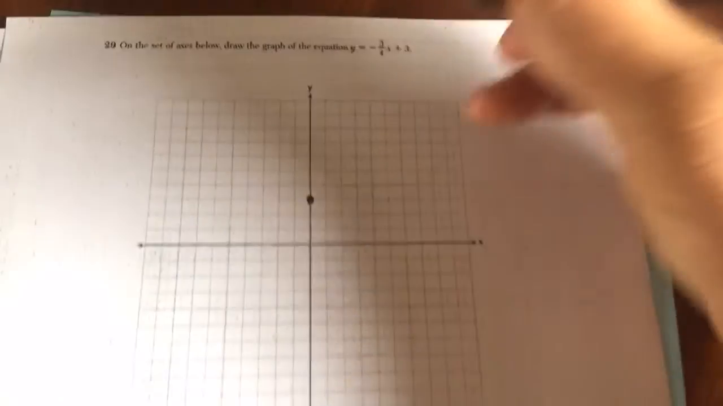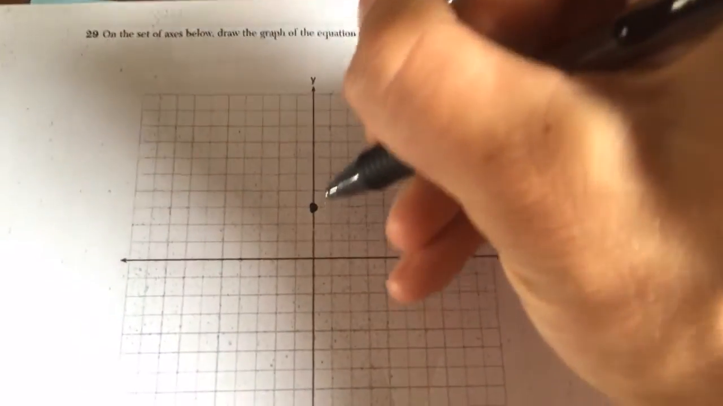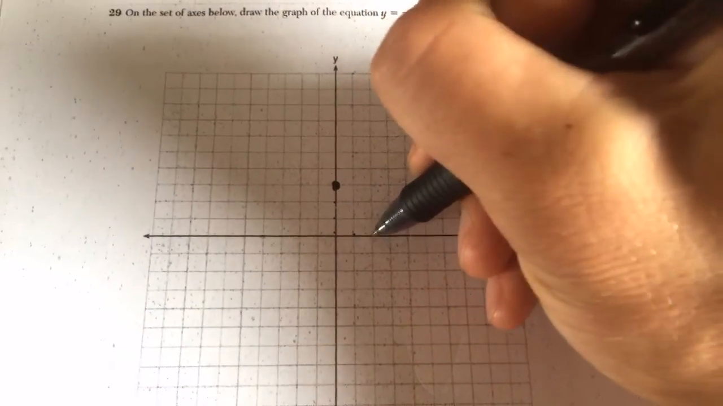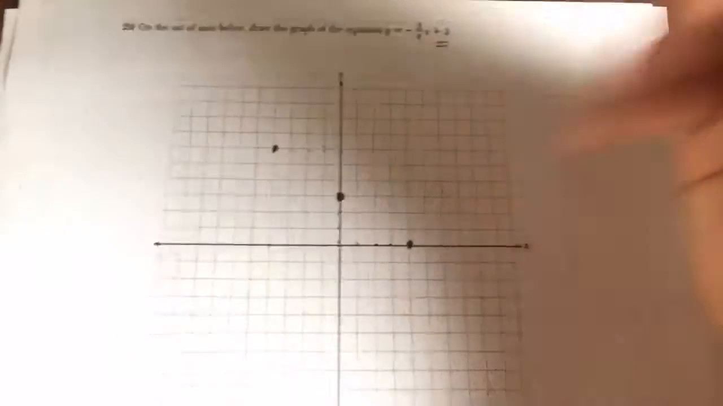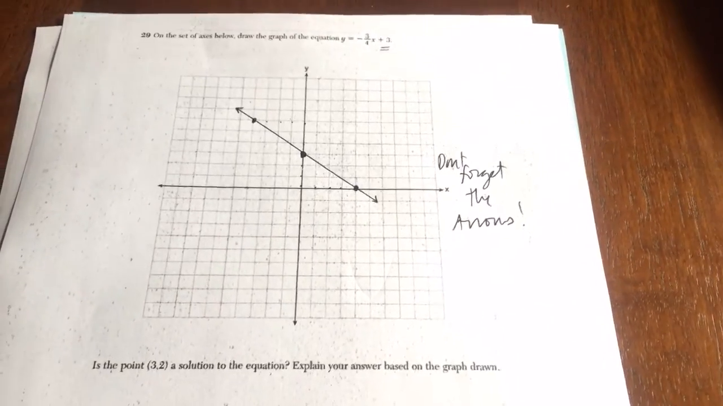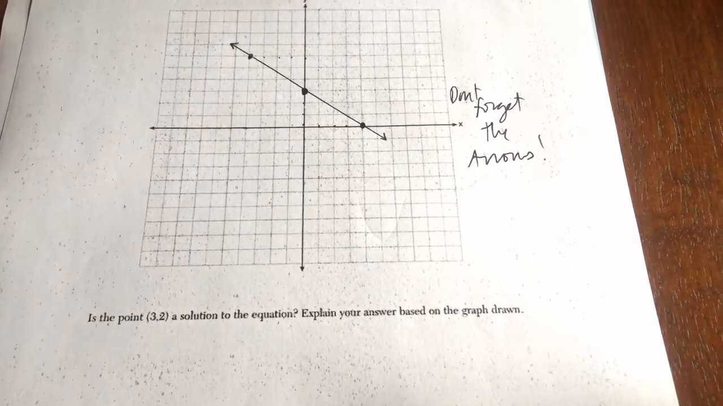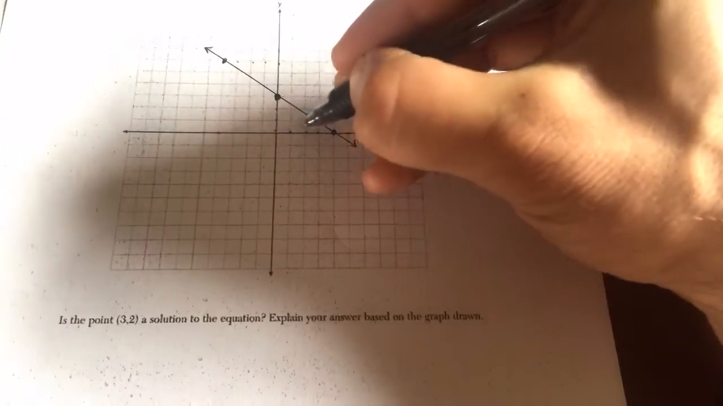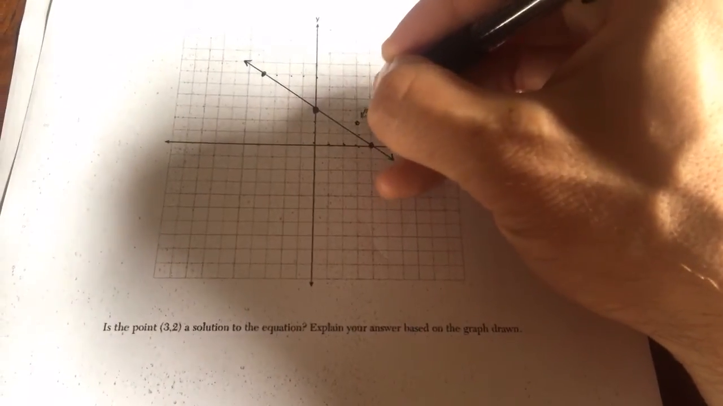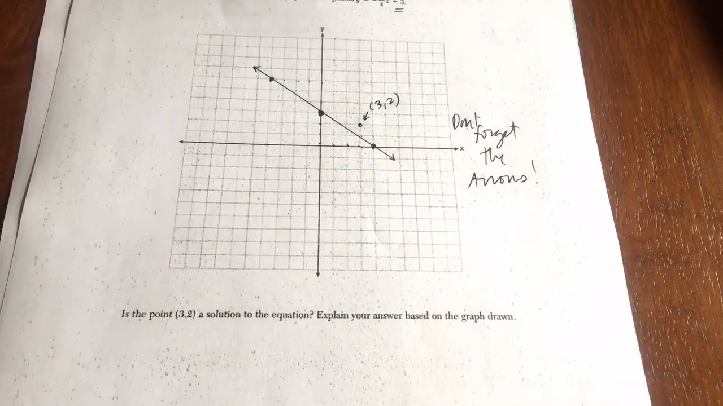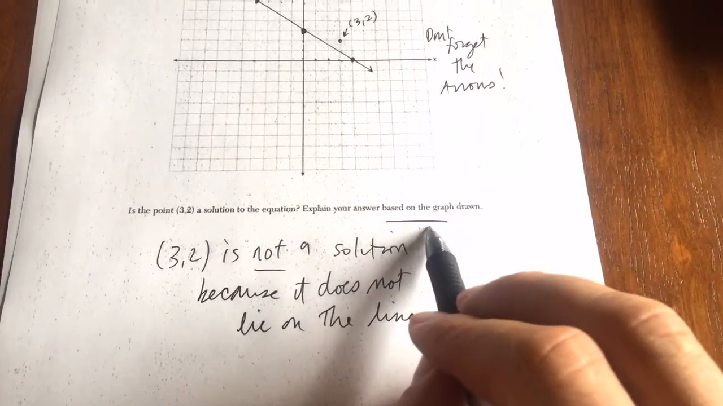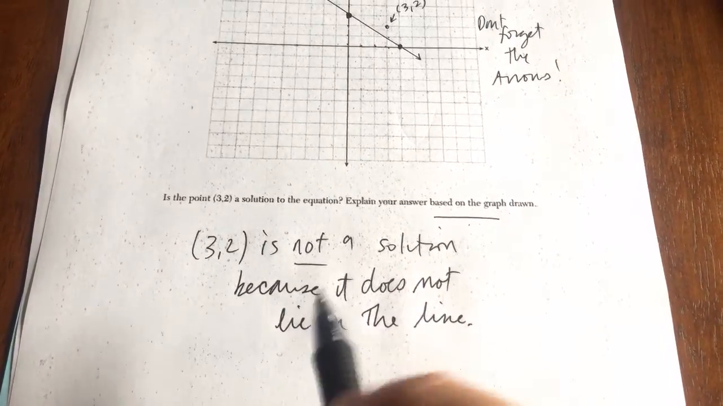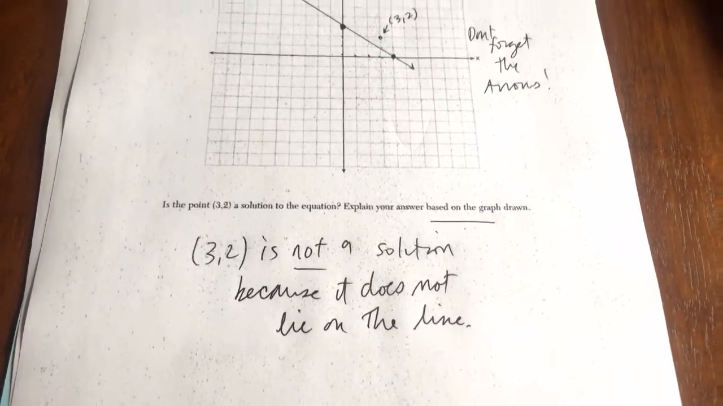Number 29 was graphing a line. My y-intercept is 3. My slope is negative 3/4. So I'm going to go down 3 over 4. I'm going to go up 3 over 4. Okay, here's your line. Don't forget the arrows on the ends. Is the point 3, 2 a solution to the equation? 1, 2, 3. Here's the point 3, 2. They want you to determine if 3, 2 is a solution based on the graph. 3, 2 is not a solution because it does not lie on the line.